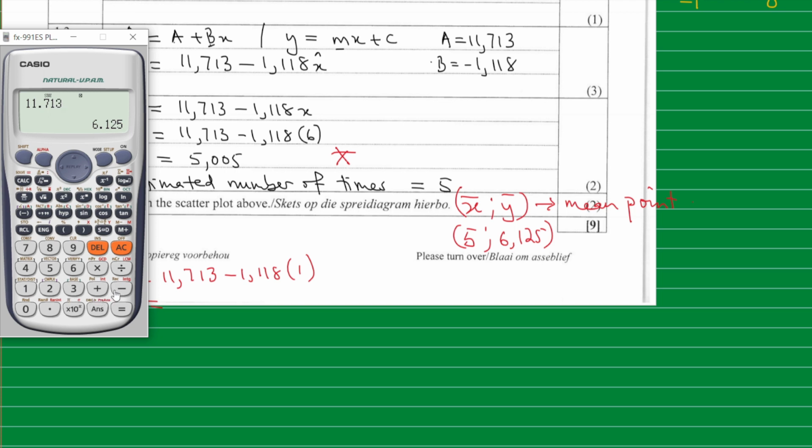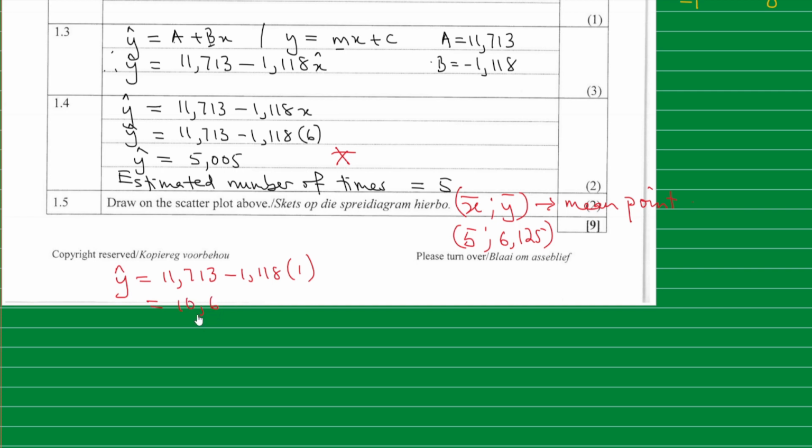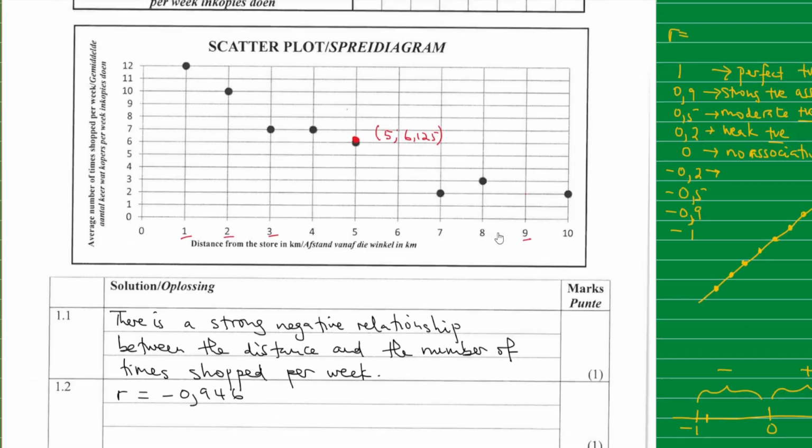So we have 11.713 subtract 1.118 equals, so I get 10.595 or 10.6. So this will give me 10.6. So what it means now is I've used my regression line to find a point that is 1 and 10.6, the average point. And I've also gotten my mean point, which is 5. So let me just plot that 1 and 10.6.